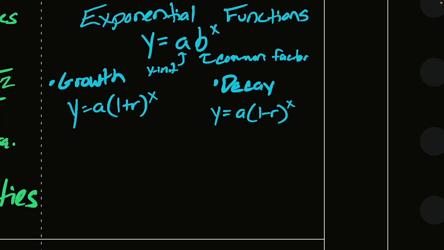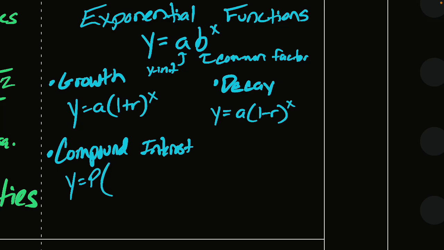If we ever see the word compound in one of our equations, it's dealing with exponential functions, something like: Brian had put $200 in the bank, the account earned 2.5% interest compounded monthly. If we see the word compound, then we need to use our compound interest formula, which was Y equals the principal, which is kind of like our A value, or starting amount, times 1 plus the rate over n to the t. Remember, n just said if it was compounded monthly, n would be 12. Compounded quarterly, n would be 4. It's how many times a year that is compounded.